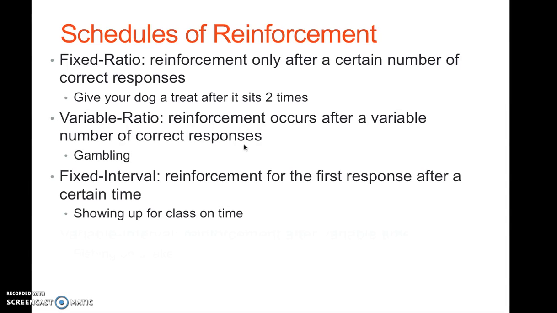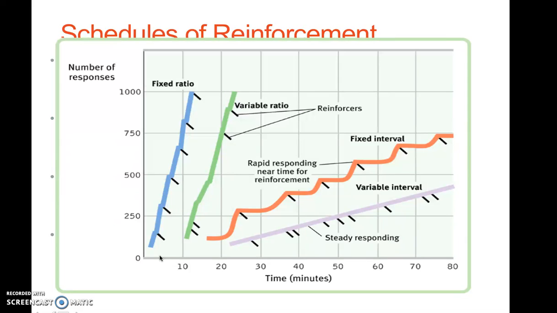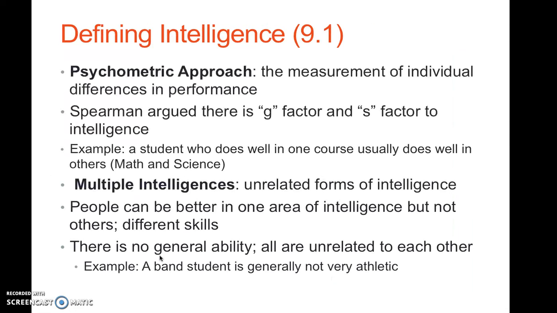So schedules of reinforcement have fixed ratio, so reinforcement only occurs after a certain number of correct responses. So if you give your dog a treat after it sits 2 times. Variable ratio, reinforcement occurs after a variable number of correct responses, like gambling. Fixed interval, reinforcement for the first response after a certain time, like showing up for class, or a variable interval, reinforcement after variable time, like fishing. Here's a picture again to kind of just show you guys what they look like.